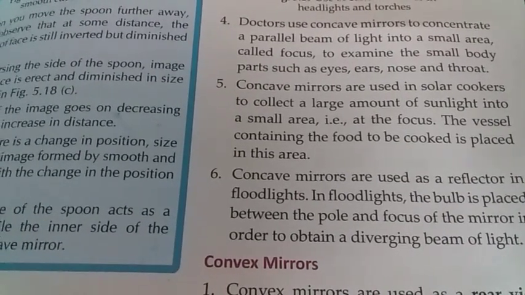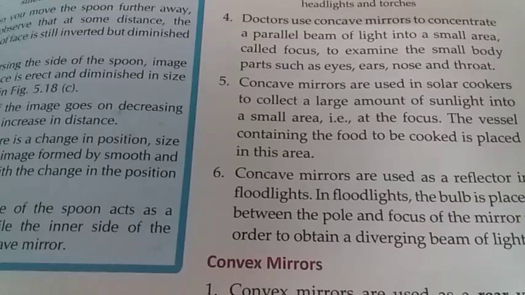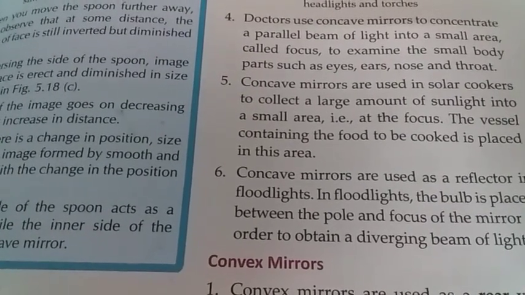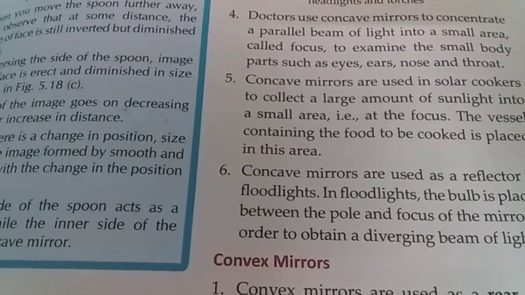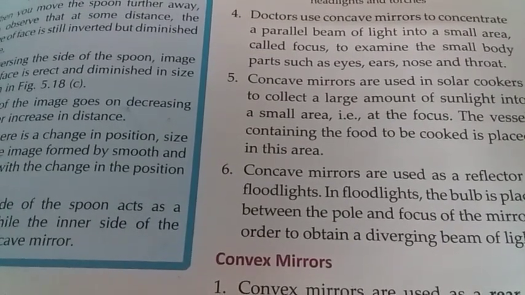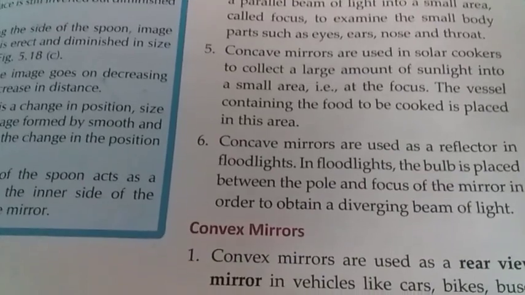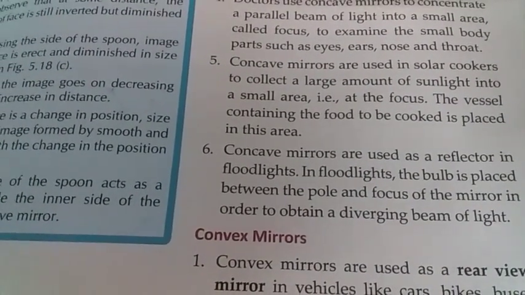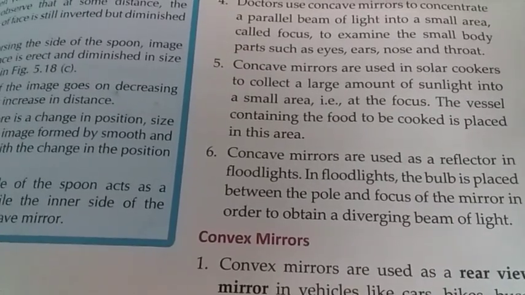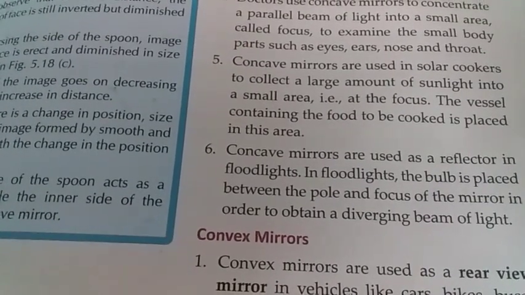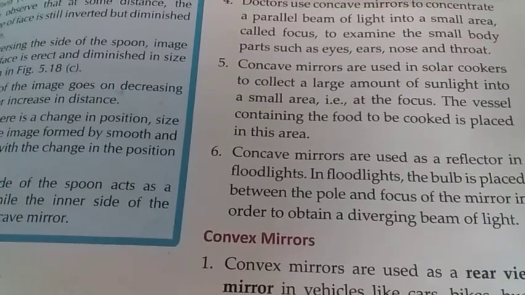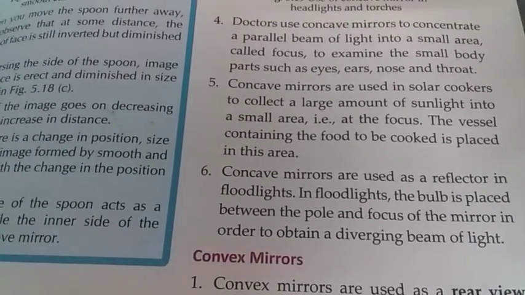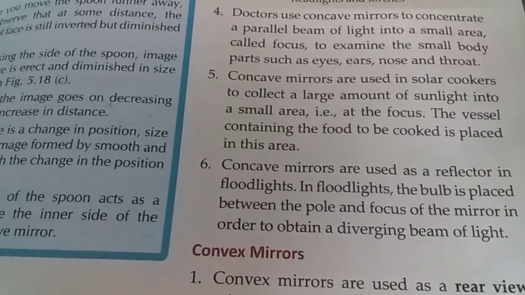also the doctors use these mirrors to concentrate light into a small area and to examine the small body parts like eyes, ears, nose, and throat. And they are used as reflectors in floodlights. Here, the bulb is placed between the pole and the focus. Not at the focus but between the pole and the focus to get a diverging beam of light.